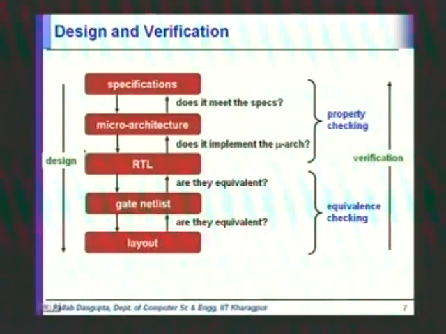So this again shows the scope of property checking and equivalence checking. Specifications, microarchitecture, RTL. At this level, we don't have any golden reference model, so we can use property checking. And then lower down, we will do equivalence checking.